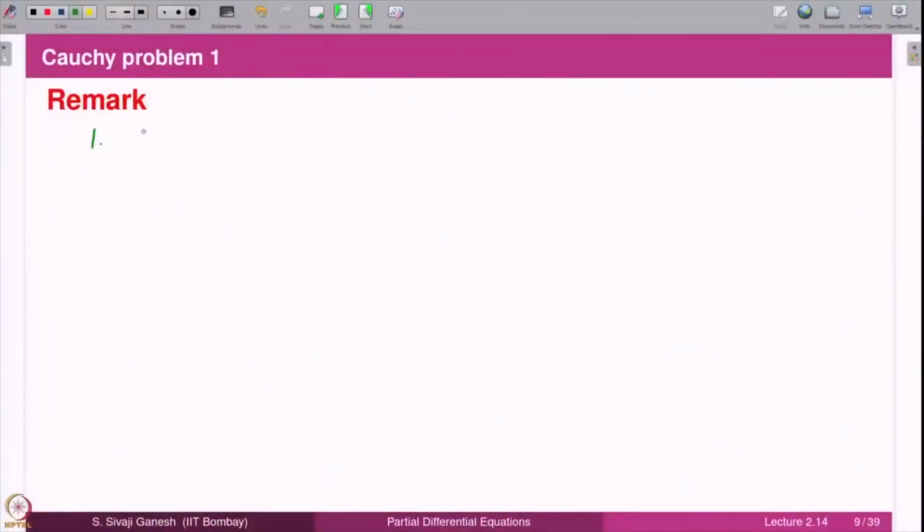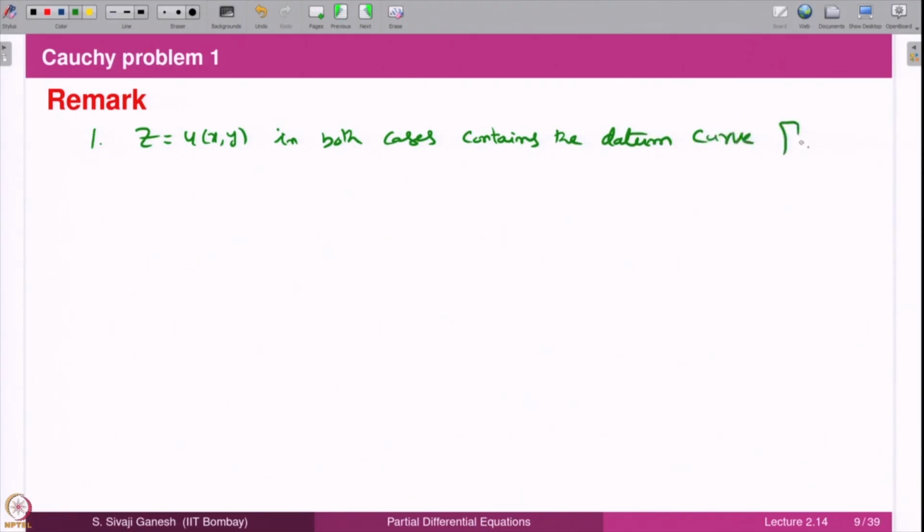So, let us have a remark. The first point is that z equal to u(x,y), one is ((x plus y)/2) whole squared, the other one is ((x minus y)/2) whole squared. So, z equal to u(x,y) in both cases contains the datum curve gamma. That is, the solution is global with respect to the datum curve.